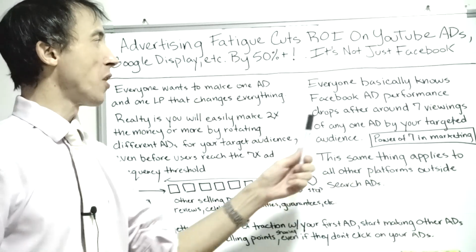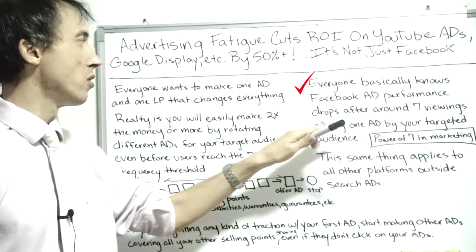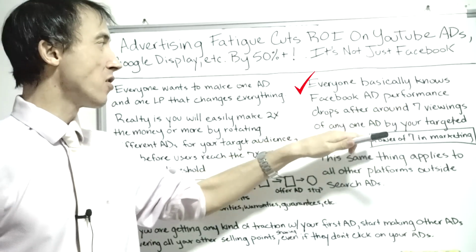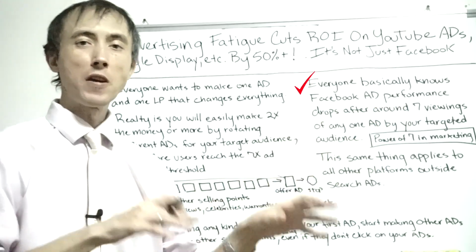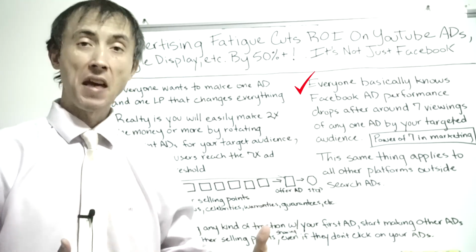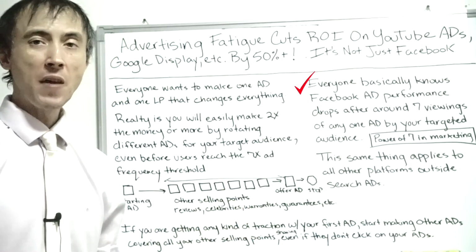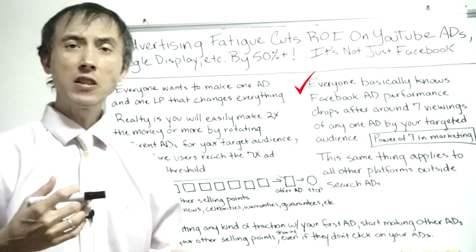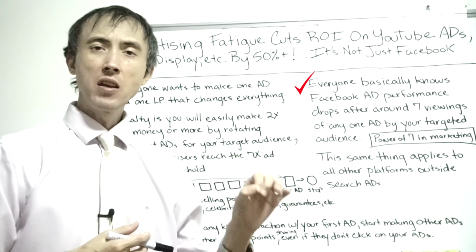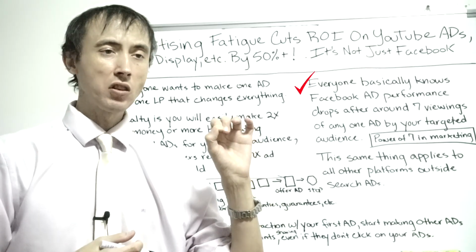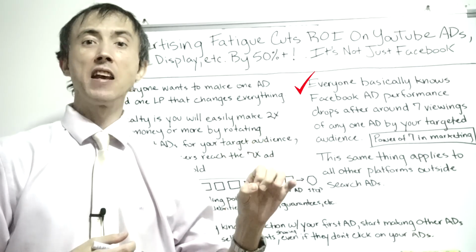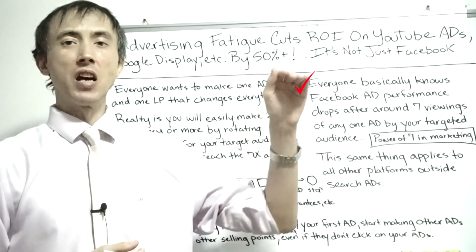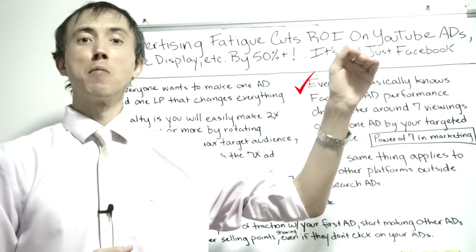Everybody basically knows Facebook ad performance is tied to ad fatigue, and after about 7 viewings of your ad, your targeted audience won't respond to that ad as much. On top of that, there's something called the power of sevens in marketing and advertising, where somebody who sees an ad one time won't respond at as high a rate as if they'd seen that ad the 7th time. And there's a buildup. Each time they see the ad, they take it a little bit more seriously.